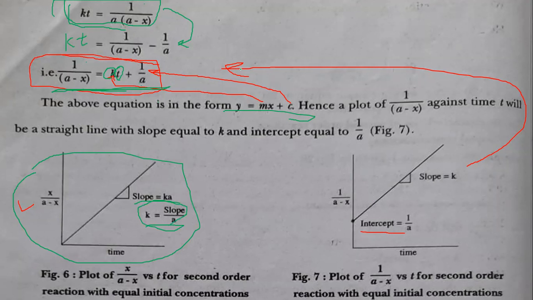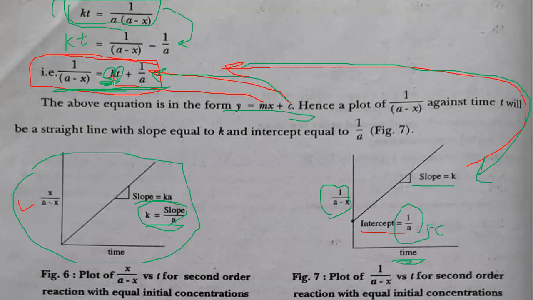Now for this we are going to see this graph. And now 1 upon A minus x on the y-axis we are taking this. Y is equal to mx plus c. So what is the x? X is the time t. What is the c? This is the intercept. In the above equation, what is the intercept? It's 1 upon A, right? And slope is k. So this is how we can draw the graph.